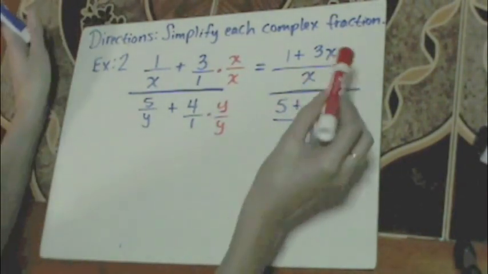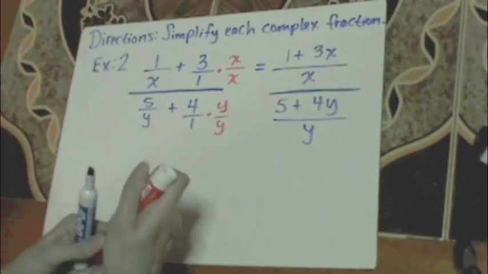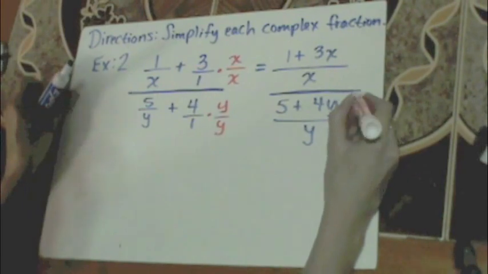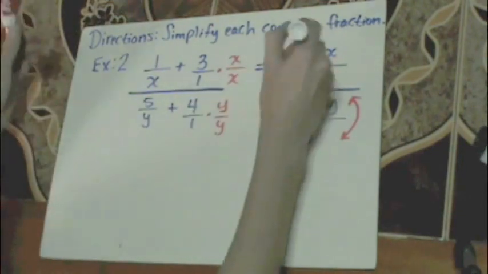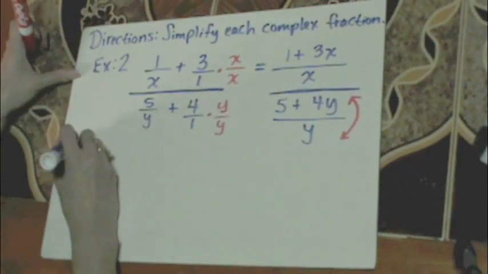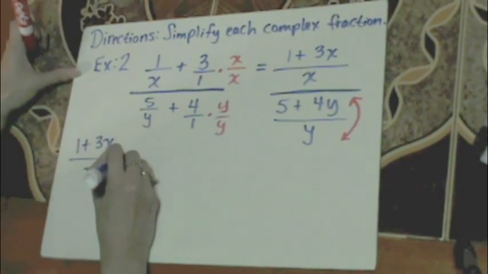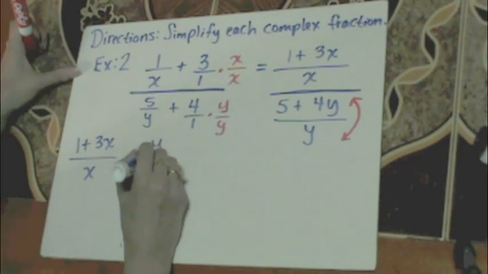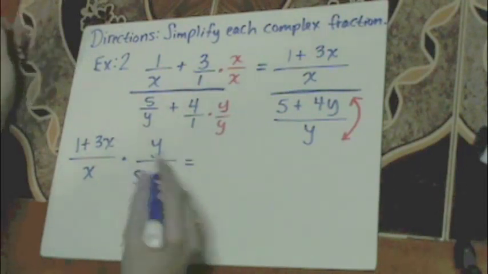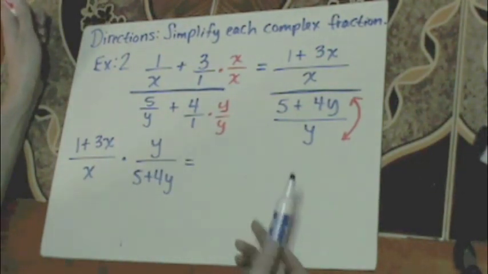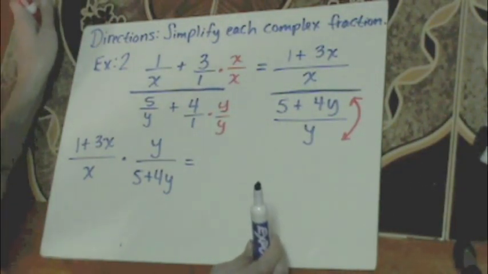Okay, so now we have this is my numerator divided by this is my denominator. But this is a fraction, so when we divide by fractions we have to multiply by the reciprocal. So we leave our top fraction just the way it is. So we got 1 plus 3x divided by x times, we're going to flip this, so this is y divided by 5 plus 4y. Now you're going to see that there's going to be different steps that you take in order to put down your most simplified answer.